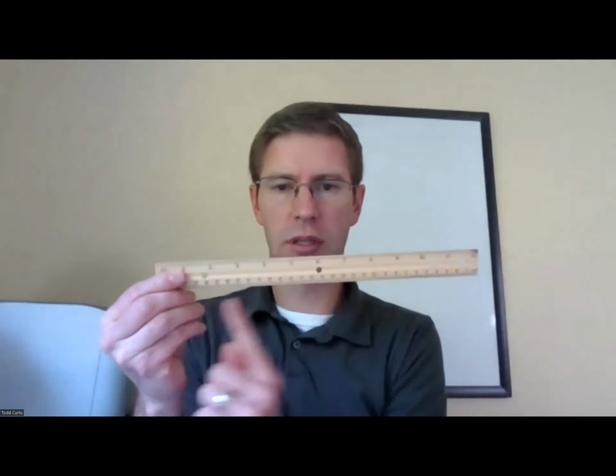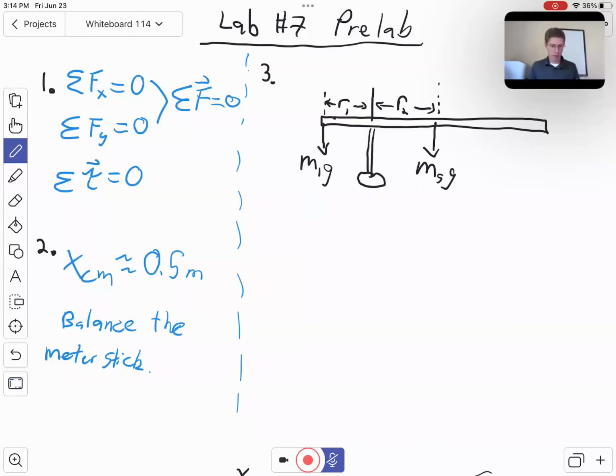And technically, you'd have to balance it this way to find the exact center of mass on this axis as well. But again, we're mostly just concerned with the center of mass along this axis in this lab. So again, the center of mass should be about at the 50 centimeter mark or the 0.5 meter mark, and you just balance it to figure out where the center of mass is.